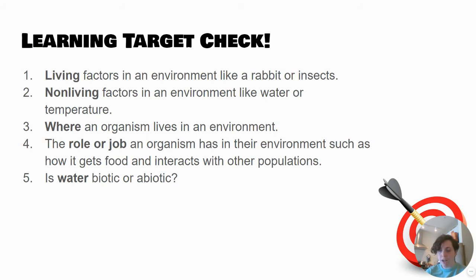Quick learning check for you guys. So, what would you call a living factor in an environment like a rabbit or insects? Number 2, what are those non-living factors called? 3, what do we call where an organism lives? 4, what do we call their role or their job in the environment? And then 5 is water, biotic, or abiotic. Make sure you write your answers. I'm going to show you them here. Just 1 second.